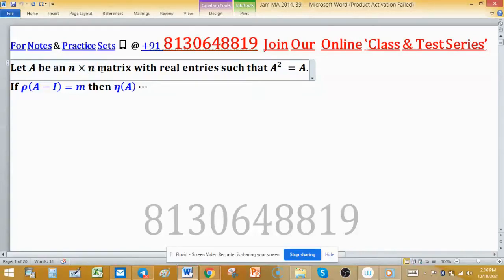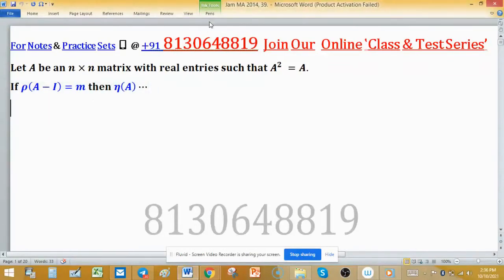Let A be an n by n matrix with real entries such that A square equals A, and rank of A minus identity matrix equals M. Then the nullity of A is what we have to find. Using the rank-nullity theorem, I can write nullity of A equals n minus rank of A.